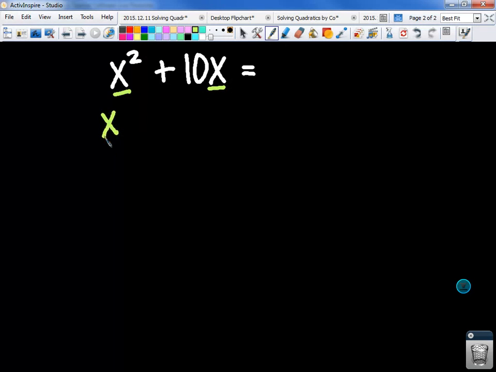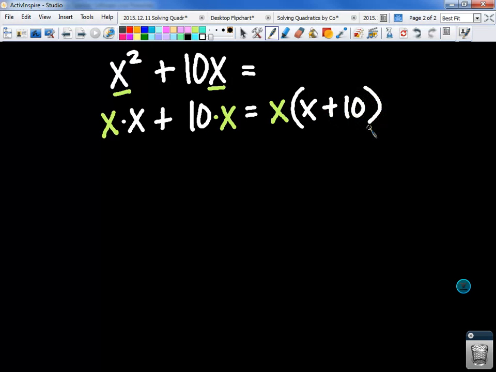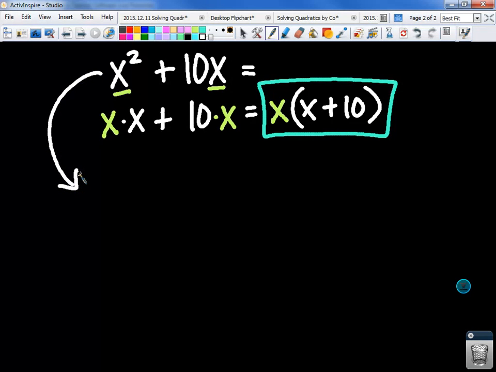This is x times x, and this is 10 times x. So I can factor out that common x. And the terms that would be left behind, after I factor an x out of x squared, I'm left with x. And when I factor an x out of 10x, I'm left with 10. So when I factor x squared plus 10x, I get x times the sum of x and 10. I want to draw a picture of this expression.